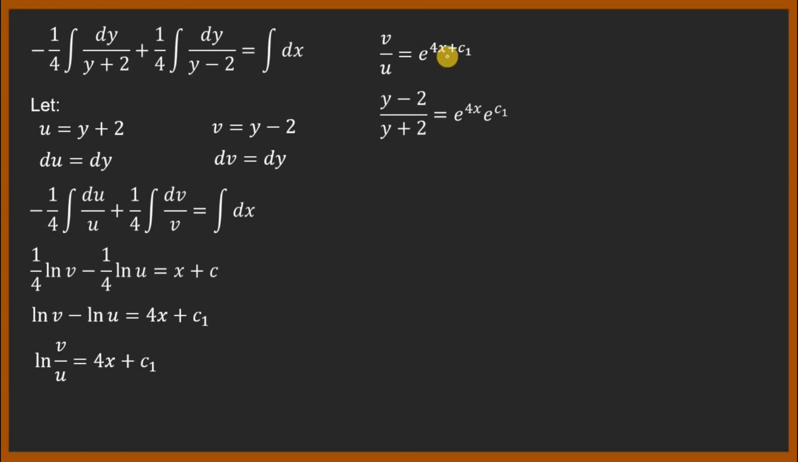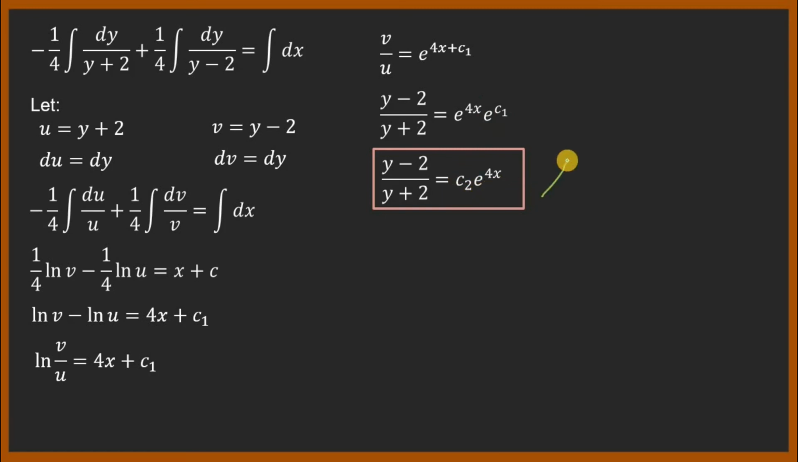And then dito naman sa ating right side, so ang operation dun sa exponent natin is addition. So I can separate them na same base. So we have e raised to 4x times e raised to c sub 1. Kasi if you are multiplying exponents with the same base, ang ginagawa lang natin is ina-add natin sila. So baliktad lang yung ginawa natin. From here, pumunta tayo dito. Then e raised to c sub 1, this is also a constant. So we let that be c sub 2. Our final answer is y minus 2 all over y plus 2 is equal to, again, e raised to c sub 1, this is c sub 2, times e raised to 4x. This is our final answer.